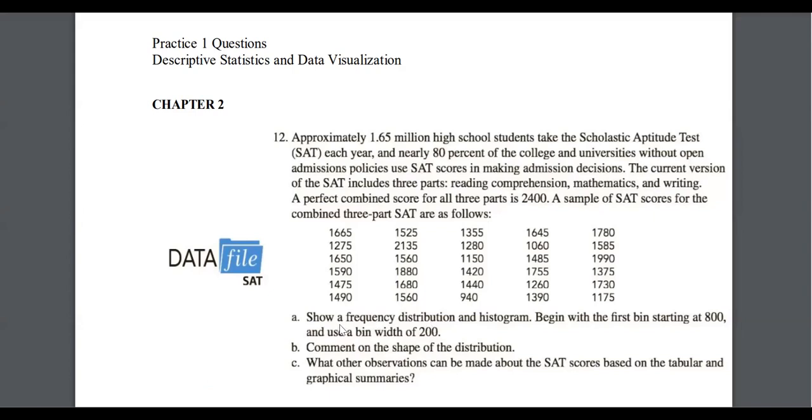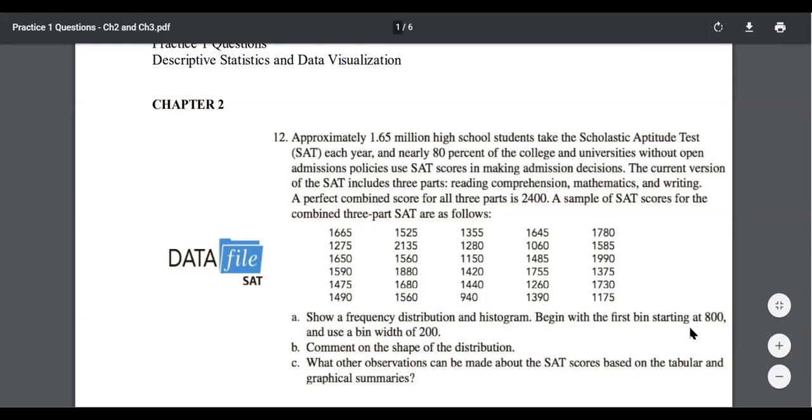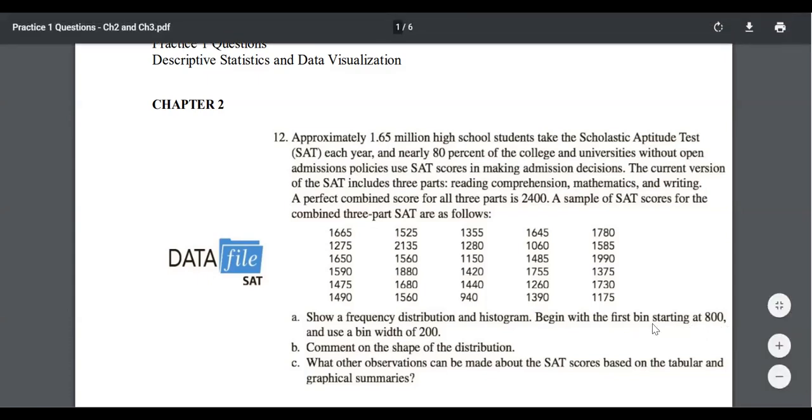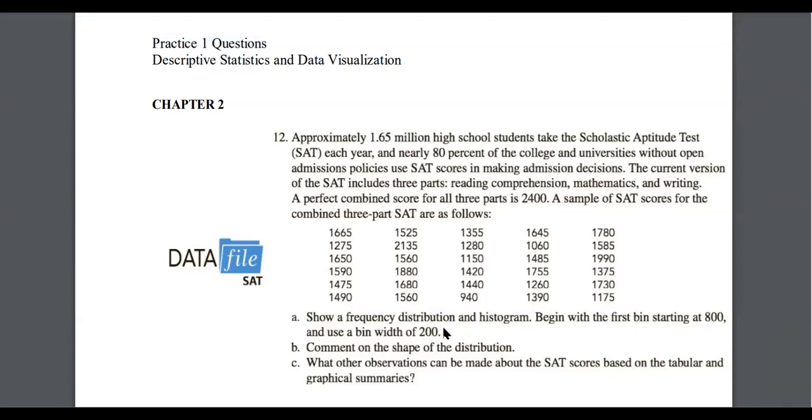asked to create a frequency distribution and histogram. For this specific question, we are given the specific values of the bin range, basically the lower and upper bounds of bins. So the first bin starts at 800 with a bin width of 200, and it goes all the way to 2400, because this is the perfect score, right? So that's basically the maximum possible score. So 800 all the way to 2400 with the bin width or bin size of 200.